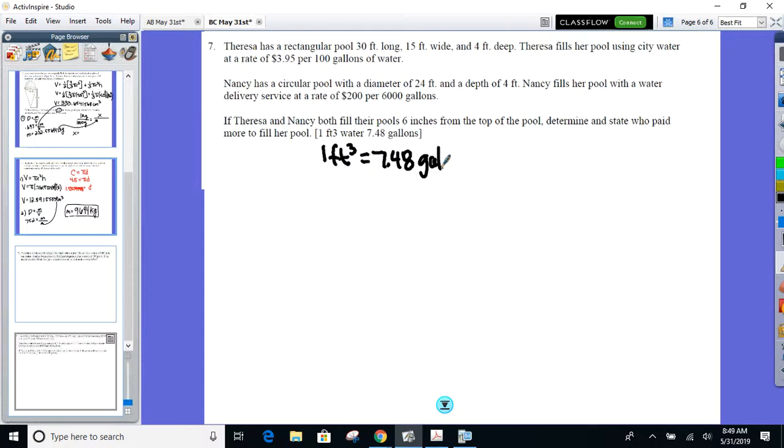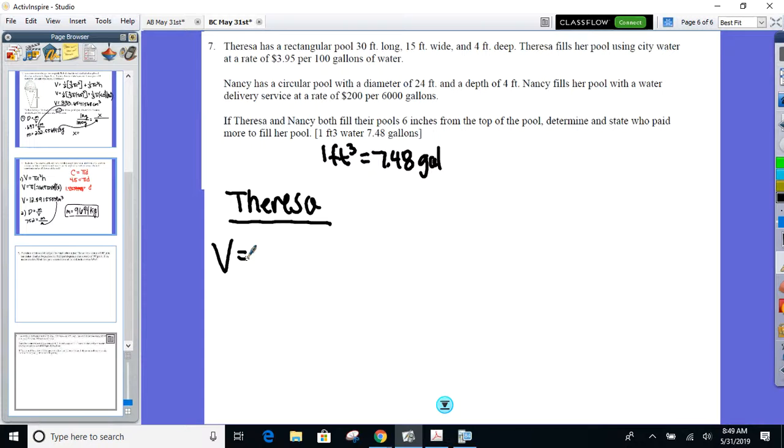All right, so volume, why volume? Well, we're filling up a pool, and number 2, it's in cubic feet. So let's go Teresa first. Let's compute how much she's going to have to pay. I know some of you just want to get going 30 times 15 times 4. That's not how we're rolling on this one.